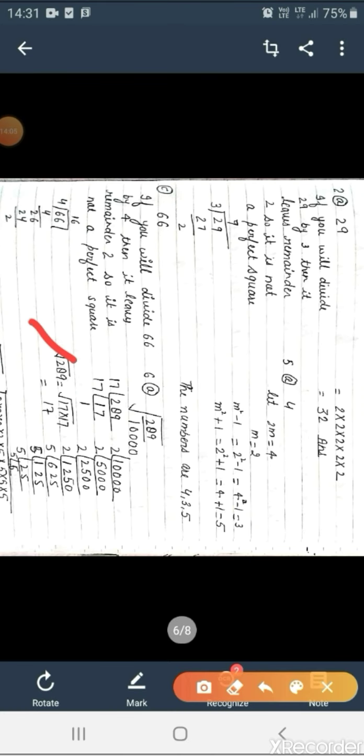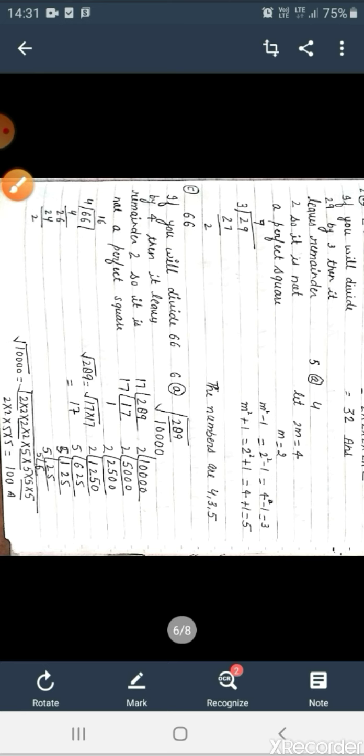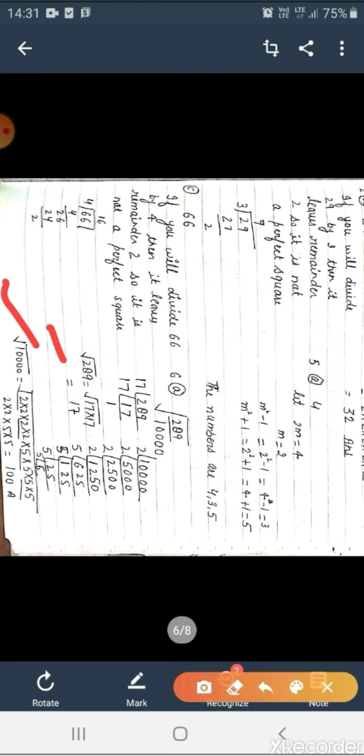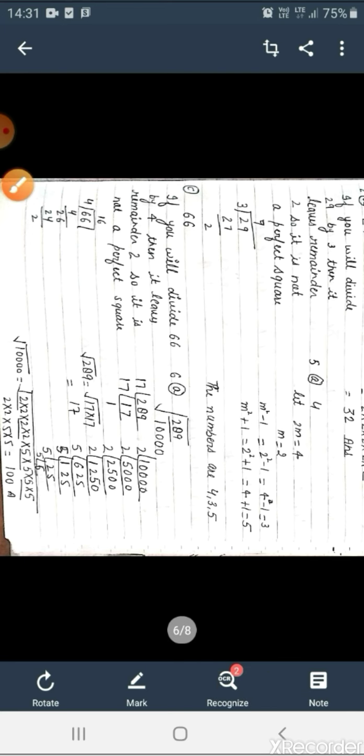Now you will find the prime factorization of 10,000, and that is 2 multiplied by 2 multiplied by 2 multiplied by 2 multiplied by 5 multiplied by 5 multiplied by 5 multiplied by 5. You can do prime factorization very easily. So 2 multiplied by 2 multiplied by 5 multiplied by 5 will come out, which equals 2 2s are 4, 4 5s are 20 and 20 5s are 100. So the square root of 289 is 17 and of 10,000 is 100.